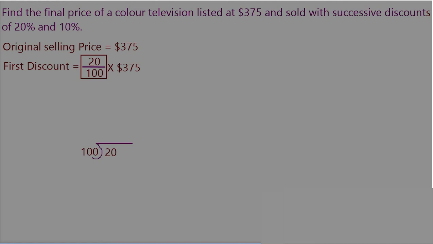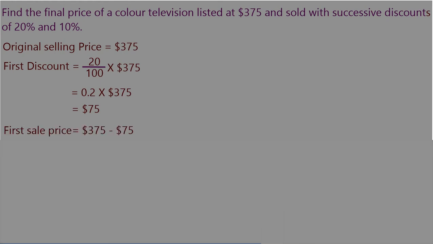20 divided into 100 equals 0. We place a point and place a 0 after 20. 200 divided into 100 equals 2. So 20 over 100 is the same as 0.20. 0.20 times $375 equals $75. To now find the sale price when it is reduced by 20%, we minus $75 from $375. And that equals $300 for the television after the first discount.